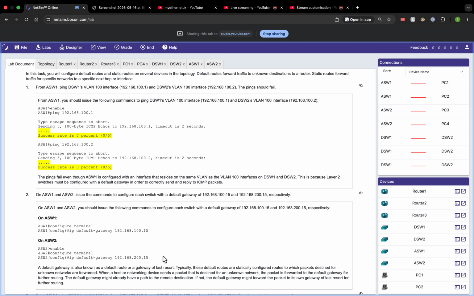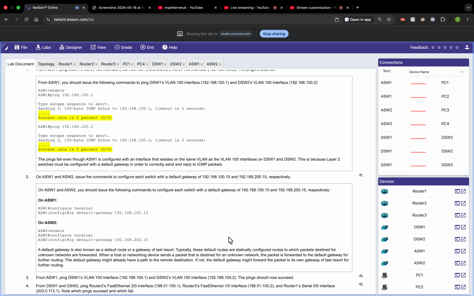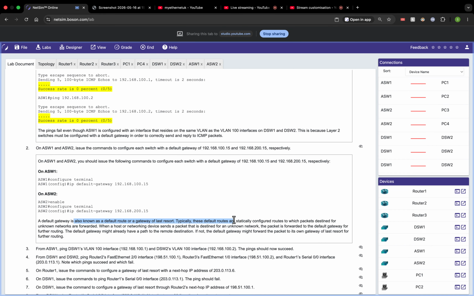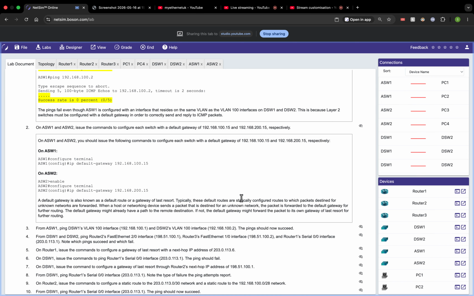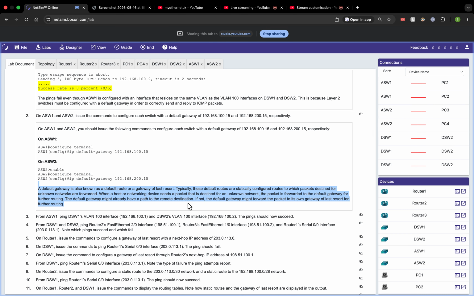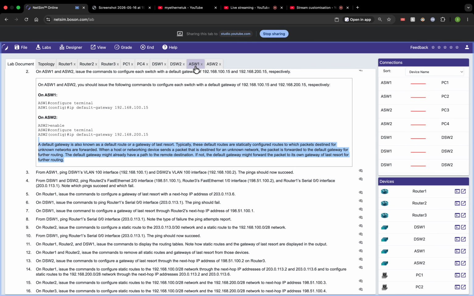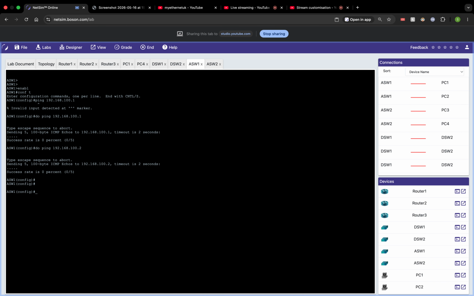The pings fail even though ASW1 is configured with an interface that resides on the same VLAN as the VLAN 100 interfaces of DSW1 and DSW2. This is because layer 2 switches must be configured with the default gateway in order to correctly send and receive a reply to ICMP packets. They need a default gateway, so the pings still fail because they need a default gateway configuration.